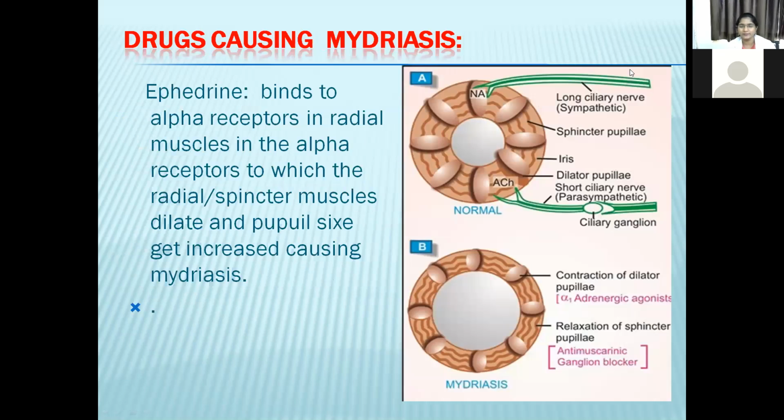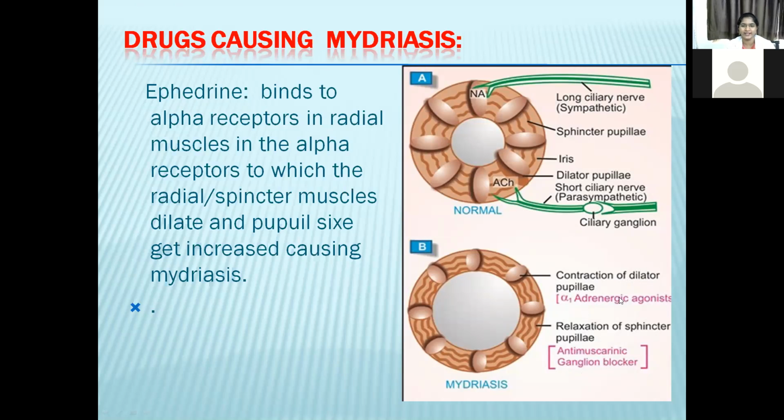Then you can see here, this is the mechanism of action of mydriasis. One, ephedrine, meaning alpha adrenergic drugs. This is the normal eye. Sympathetic drugs always act on the long ciliary nerve, and parasympathetic drugs act on the short ciliary nerves. And here you can see how mydriasis will happen by using ephedrine or alpha adrenergic drugs. These drugs act on the dilator pupillae or radial muscles. Contraction of the radial muscles produces mydriasis.